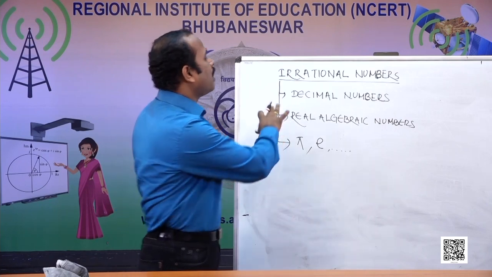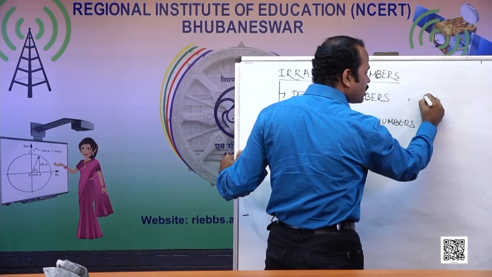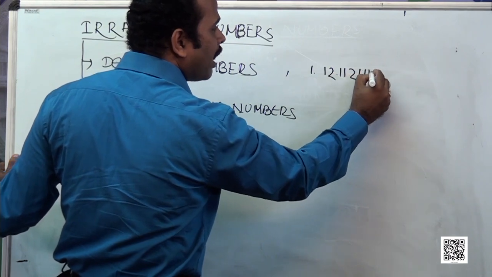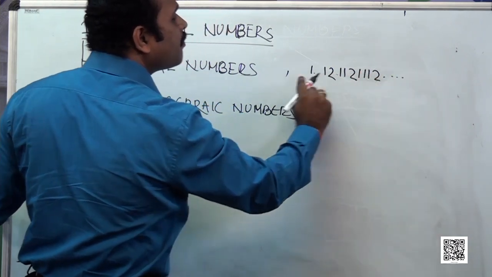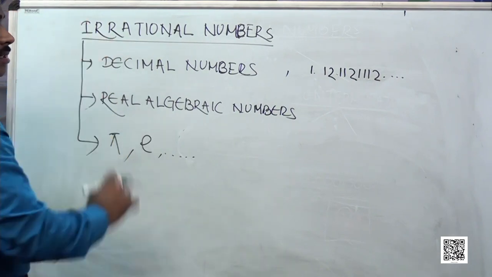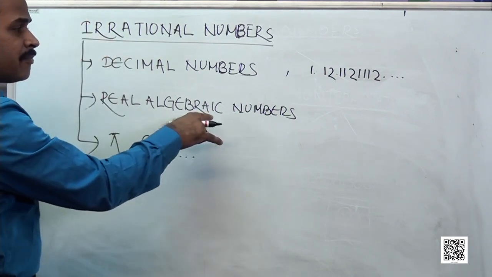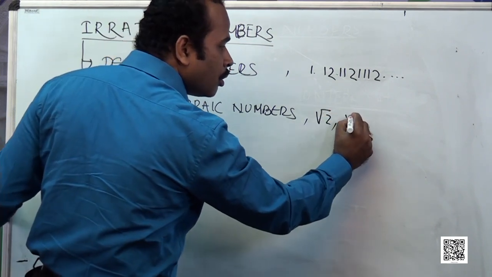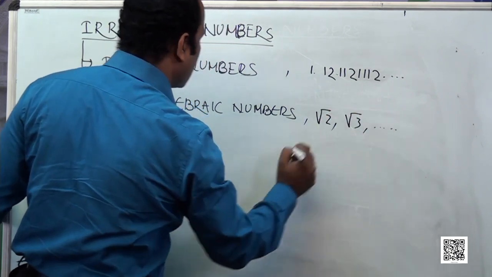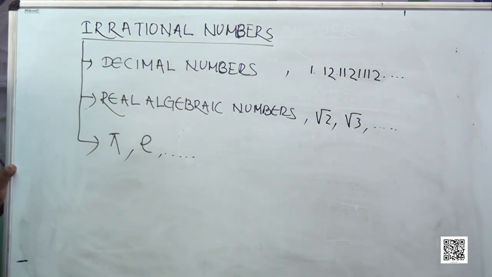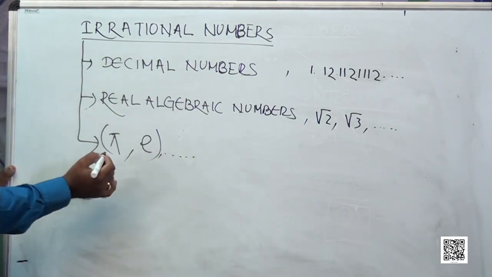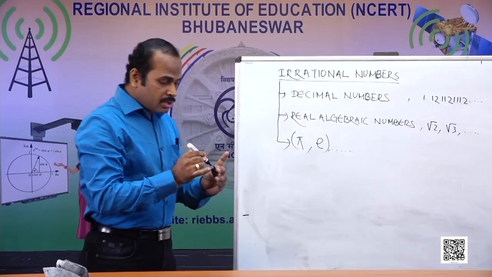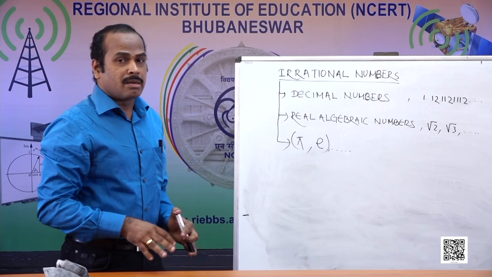So now what are the decimal numbers we have seen? Some decimal numbers: 1.12, 1.12, 1.12, and so on. This type of numbers we can write as irrational numbers. Similarly, real algebraic form numbers are written as root 2, then root 3. Such type of numbers are real algebraic numbers. And these are transcendental numbers, or written in symbolic form, pi, e, like this. So these are all about the irrational numbers.